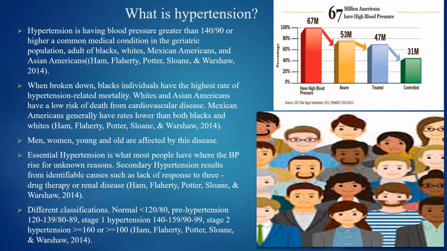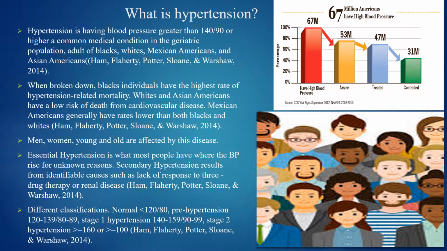Also, it affects different populations, different cultures. As you can see, I listed how it affects Black individuals, the white, the Asians, the Asian American, and the Mexican Americans population. I found a lot of this information in our book, Primary Care for Geriatrics book. And I found it very interesting how they broke it down so we can easily understand what's going on.